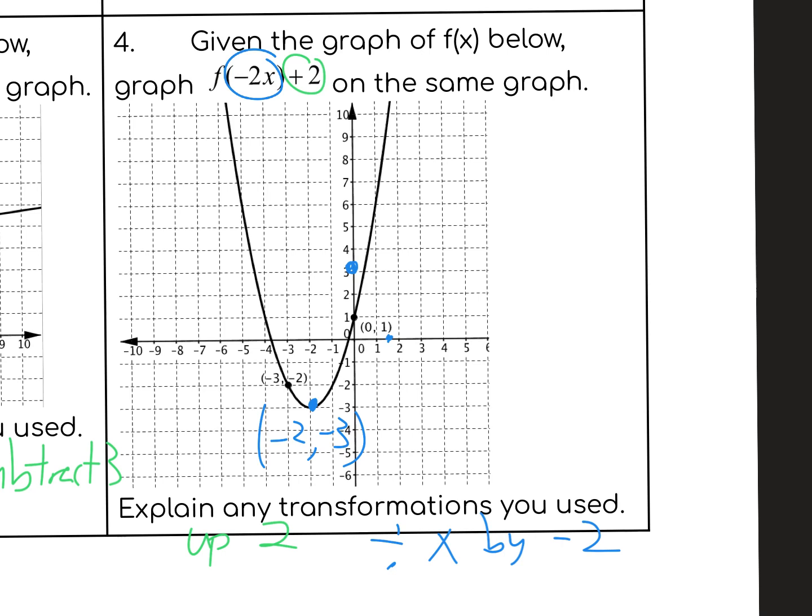And then if I go up 3, I get -1. So 1, -1. So your curve's going to look like this. It gets a little bit skinnier. Things happen 2 times faster is what's going on there.